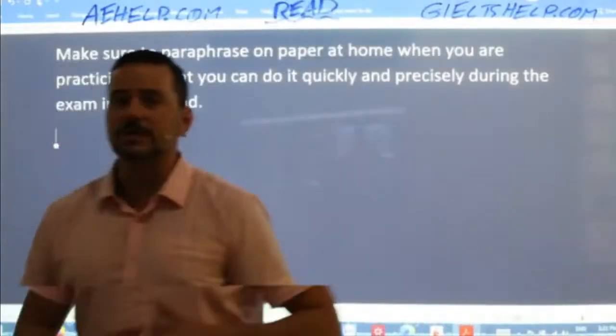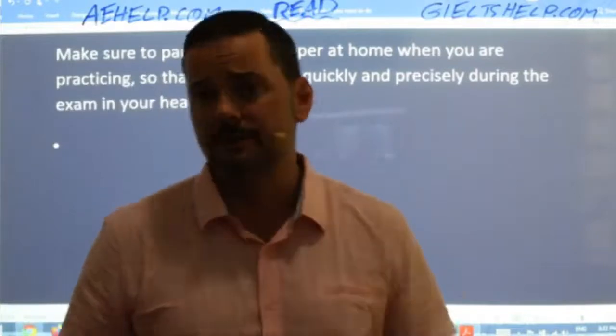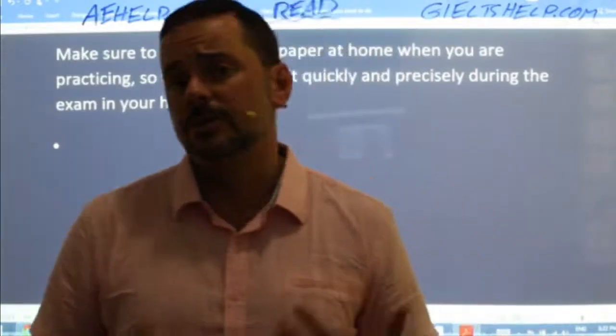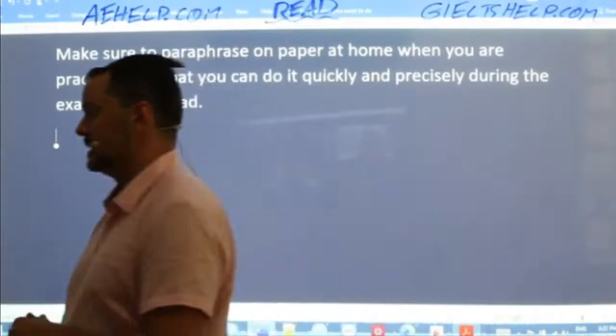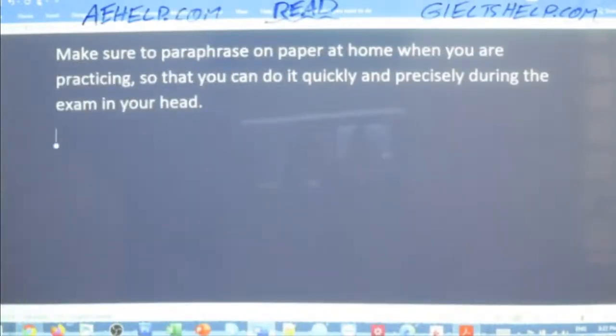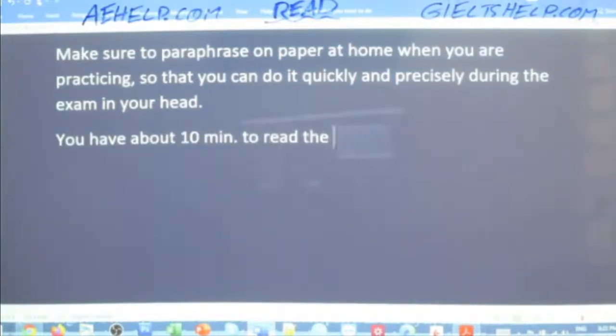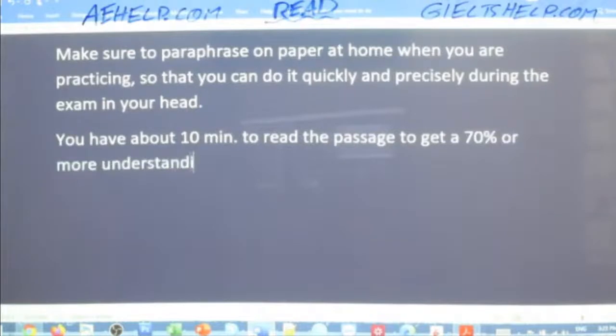So for those of you taking the academic IELTS, you want to feel comfortable in university. You want to read at a similar speed as a high school student, okay? So you have about 10 minutes to read the passage to get a 70% or more understanding, okay? This must be enough time.